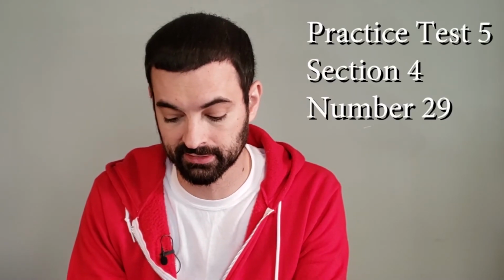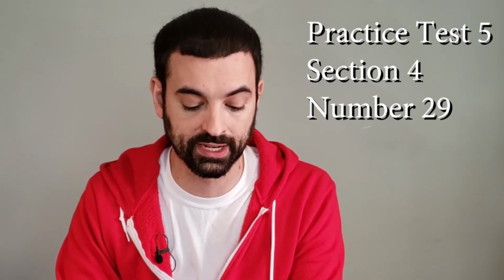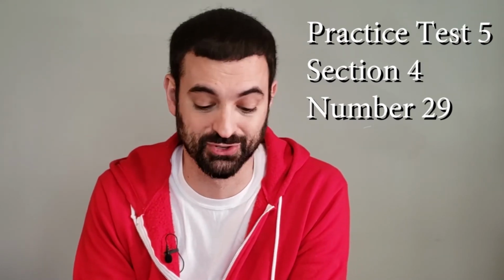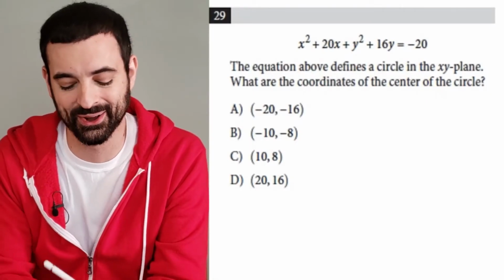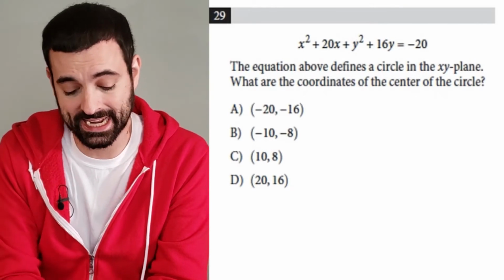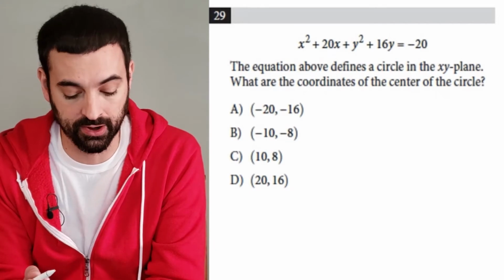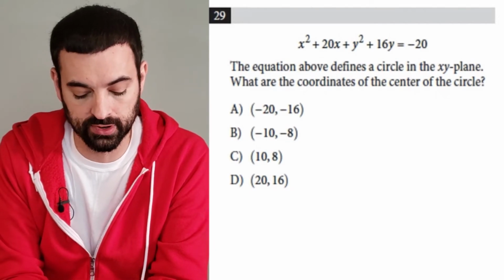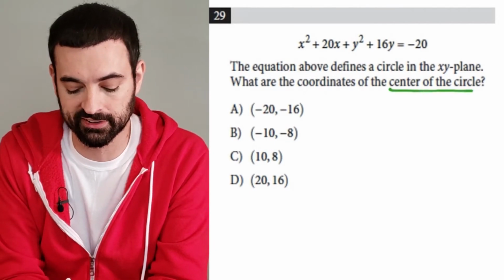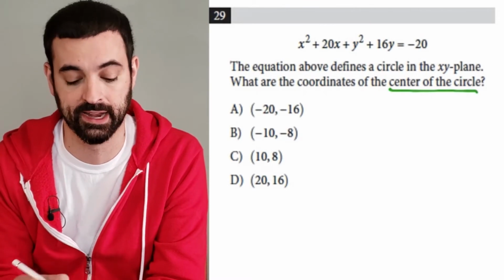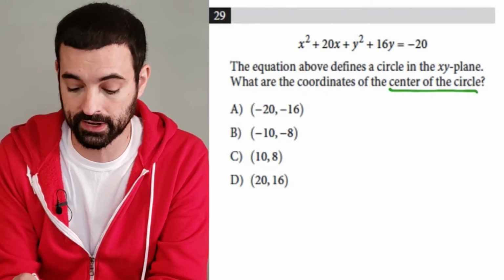This is Test 5, Section 4, number 29. Pause the video, see if you can do it on your own. Okay, and now let's do it together. Here we go. Again, we can't just throw this information into the formula without completing the square. And in this case, we'll be looking for the coordinates of the center of the circle. Those will be our h, k coordinates. But let's start by grouping our terms.